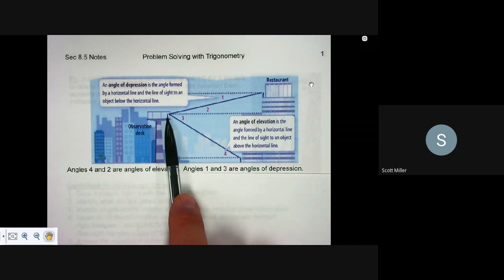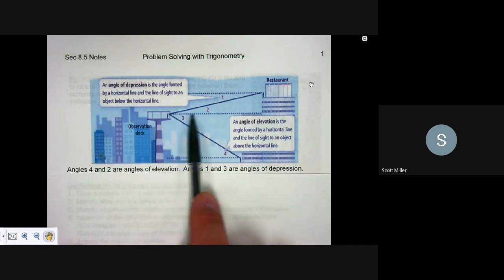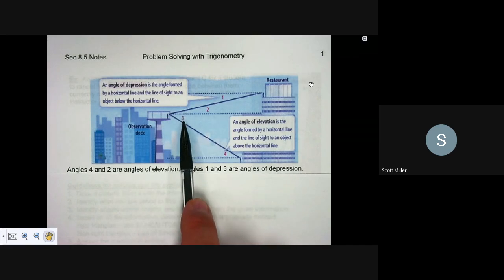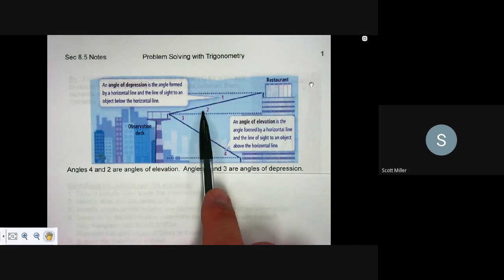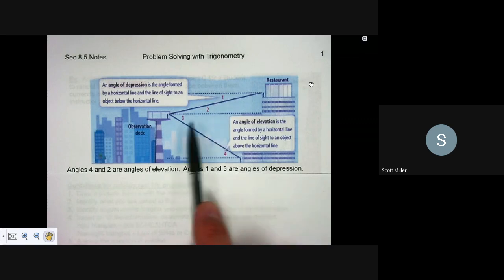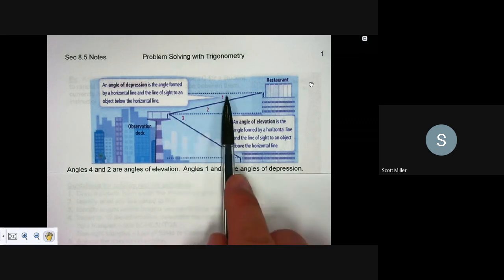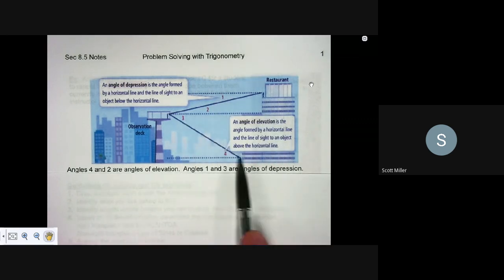Over here, this person right here looks straight ahead and then looks down here, angle 3 would be the angle of depression. But if they look upwards to this person, then that is an angle of elevation from the horizontal upward. So 2 would be an elevation angle, 3 would be a depression angle, 1 is a depression angle, and this person looking up here, 4 becomes an angle of elevation.